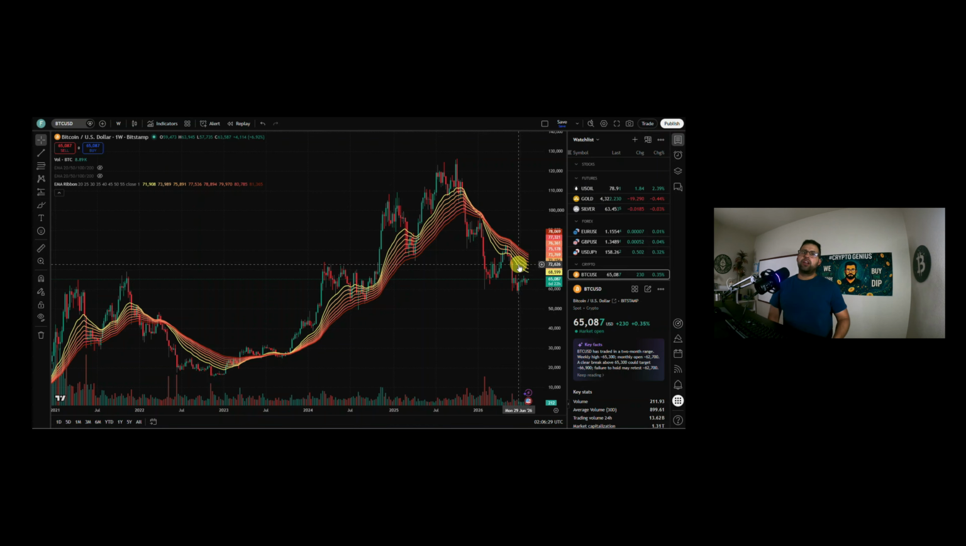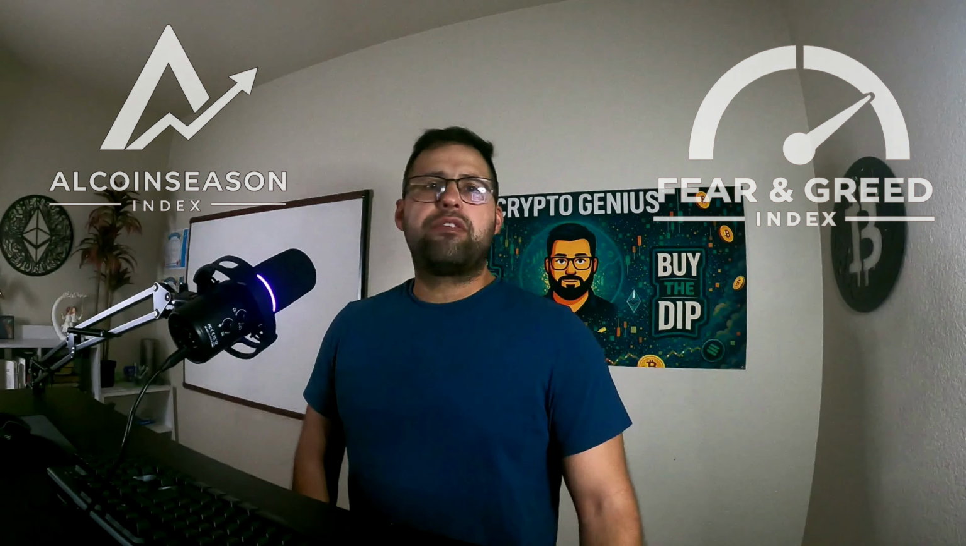And this indicator has helped me a lot personally to see where the market is going, together with the Altcoin Season Index, the Fear and Greed Index, the SMA 200, the moving averages. There's a lot of indicators, and I encourage you to educate yourself on all of these.